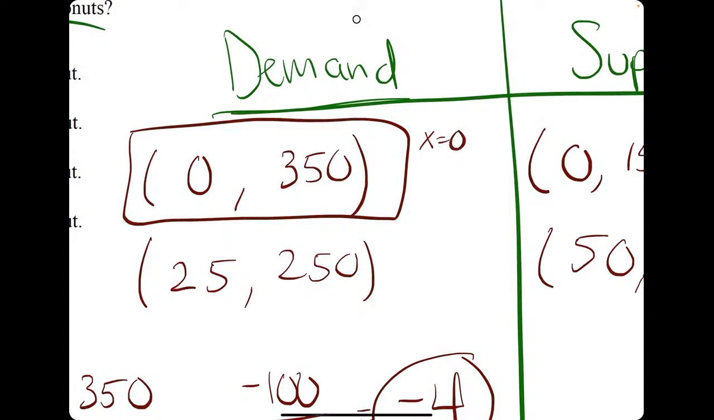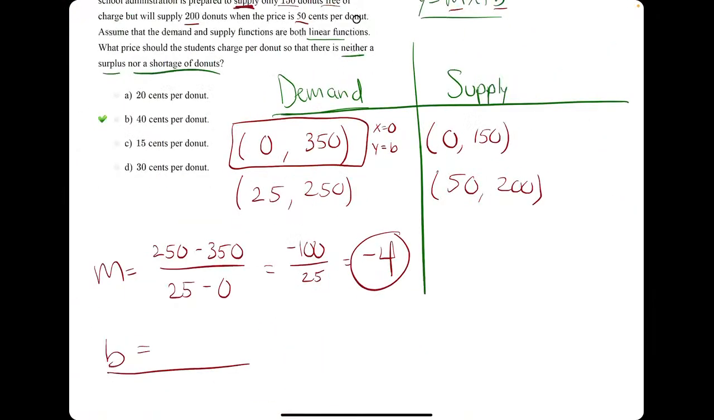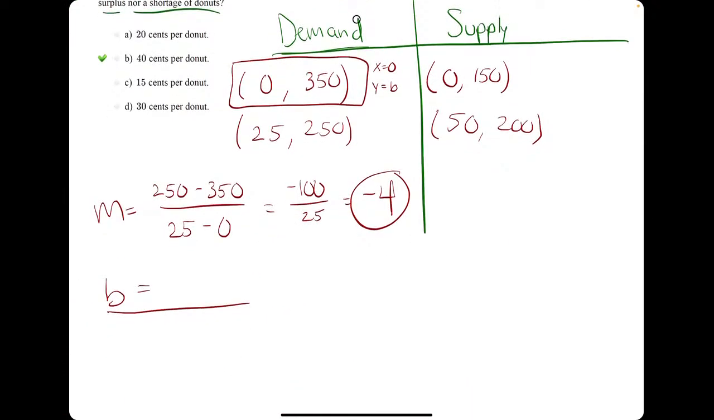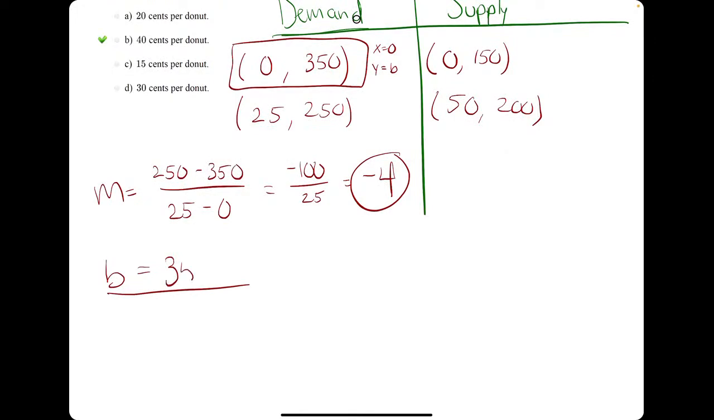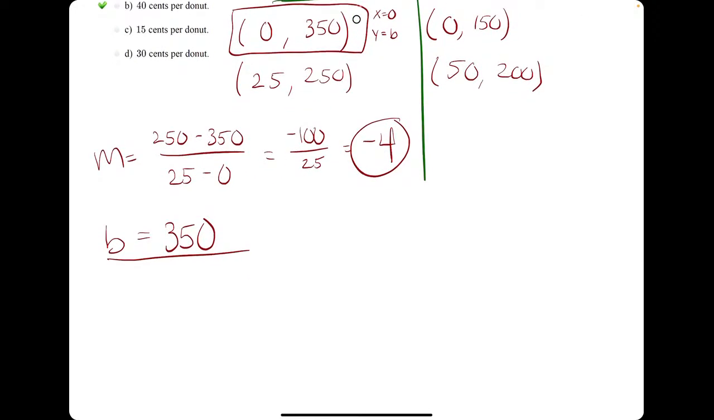Because when x equals 0, whatever that y value is is our y-intercept. So we'll look just at the ordered pair with x equals 0 to tell us that our b value is 350 in this case. So then, with y equals mx plus b, we have our m, we have our b, so y is equal to negative 4x plus 350.